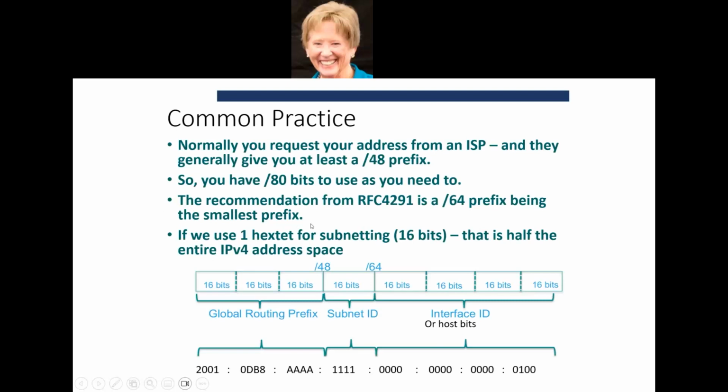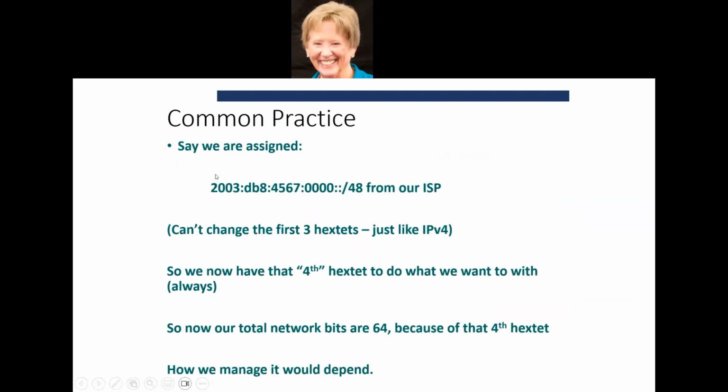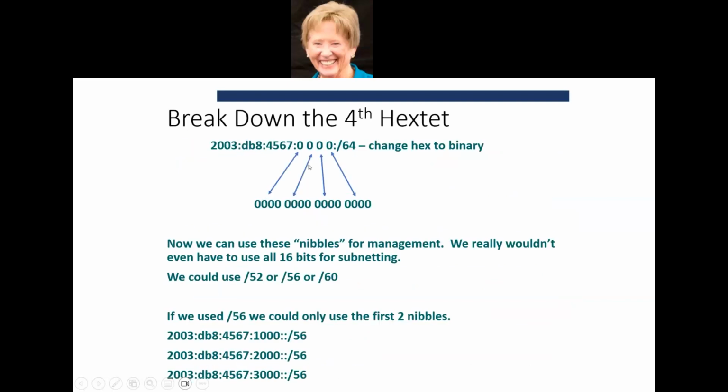Just real quick, just to show you a management issue, you wouldn't have to use all 16 bits for your subnet. Maybe you don't want to use all 16 of these for subnetting for management purposes. We get this from our ISP. You can't change the first 3 hextets, but we can do anything we want to with this 4th hextet. How we manage it, it just depends.